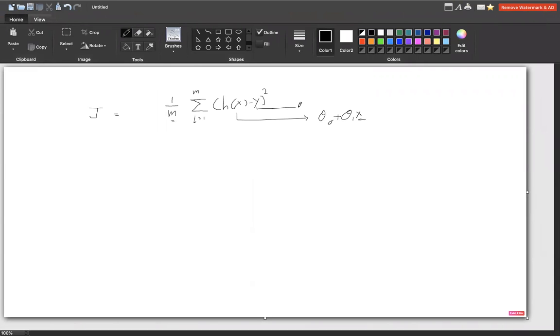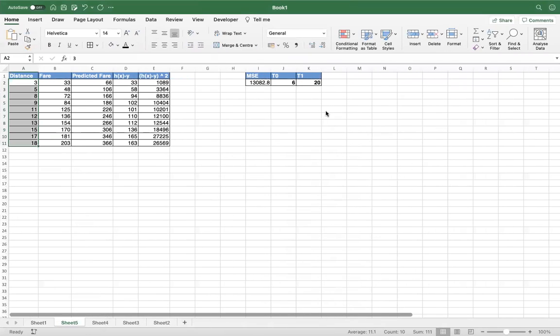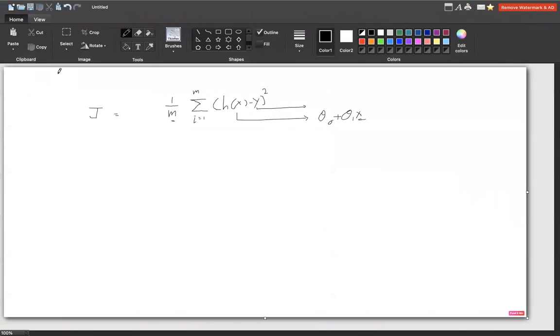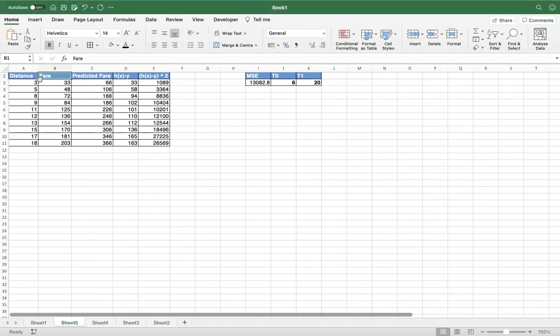What is y? Y is nothing but our fare, our output. If I give h of x minus y, I'm doing this minus this, right? Y is our fare, the amount that I'm paying to the cab driver. Can that be changed? No, because these are the distances that you already traveled, and these are the fares that you have already paid. Our idea is, tomorrow you go for 21 kilometers, what will be the fare? But these you have already traveled and paid, so you cannot change them. So y is also a constant.